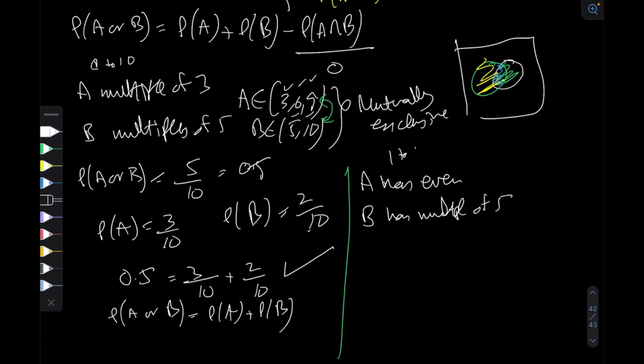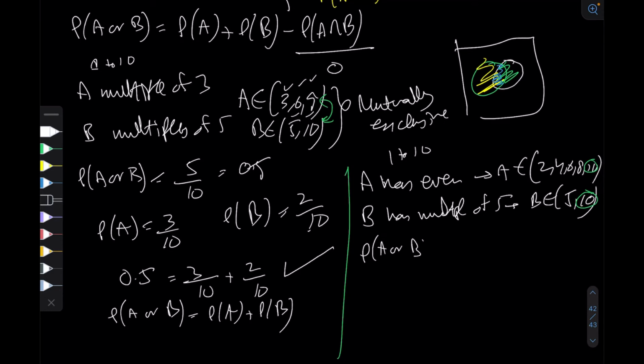And then again 1 to 10. So if A has even numbers, then A has the numbers 2, 4, 6, 8, 10, and we know B would be an element of 5 and 10, right? So here we can see that if B occurred, then A could also have occurred because they have something in common. So the probability of A or B is, well, 1, 2, 3, 4, 5, 6. We won't count 10 again, of course, because it's the same outcome.